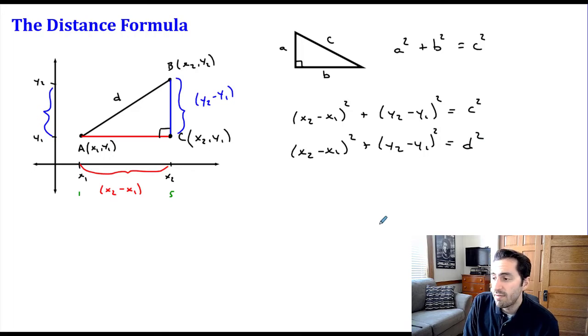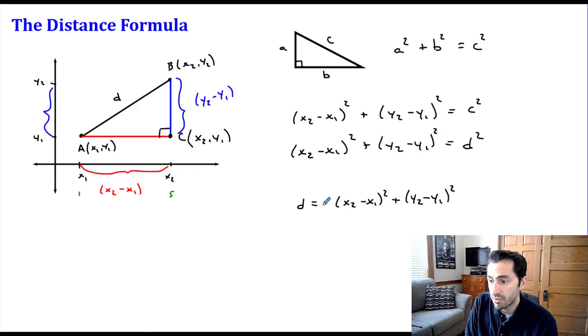Well, I want to have the distance all by itself. So let's finish up by taking the square root of both sides. If I do that, what I'm left with is D for distance is equal to all of this stuff we had before, and it's the square root of all of this. And there's the distance formula.